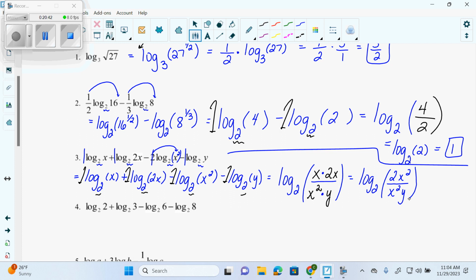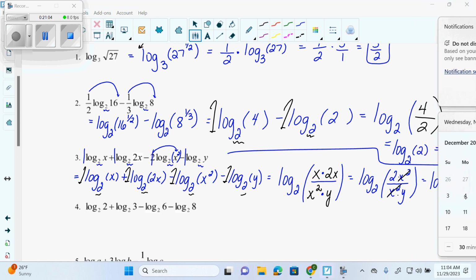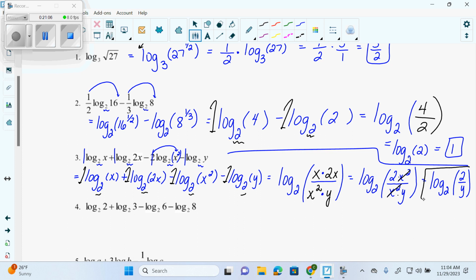Can I do anything else? These are multiplied, so then I'm allowed to cancel, right? If there was a plus or minus sign between them, I couldn't. Because they're multiplied, I can cancel them. And so I'm left with log base 2 of 2 over y. Now this is a perfect answer. I like it. This is the perfect answer.